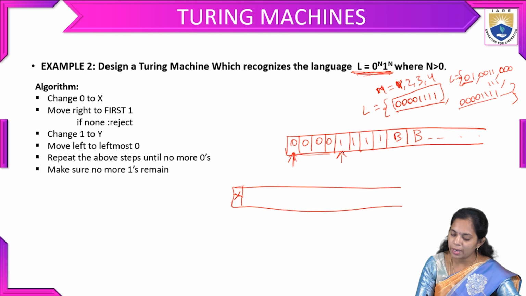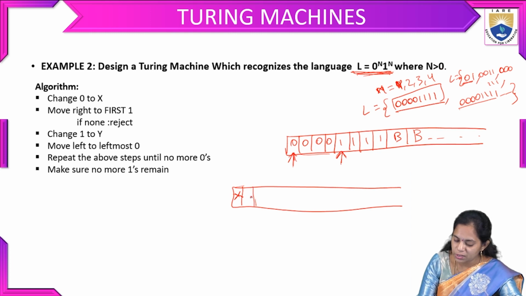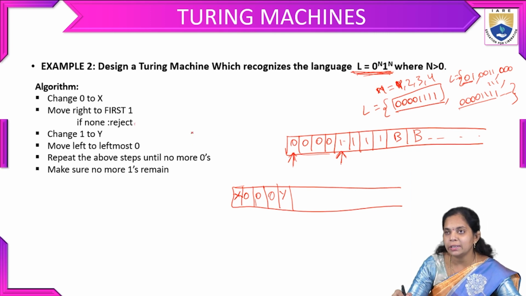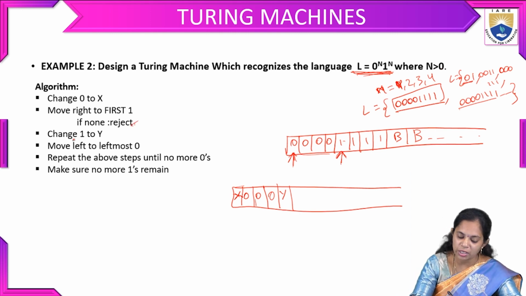So first one we have to find out and we have to replace it with Y. So here 0, 0 and 0 and Y. Y is replaced here. And after that, if there is no 1 here, we directly reject this, directly we go for the result. And after this one, change 1 to Y. So Y is changed and this header moves left to leftmost 0.